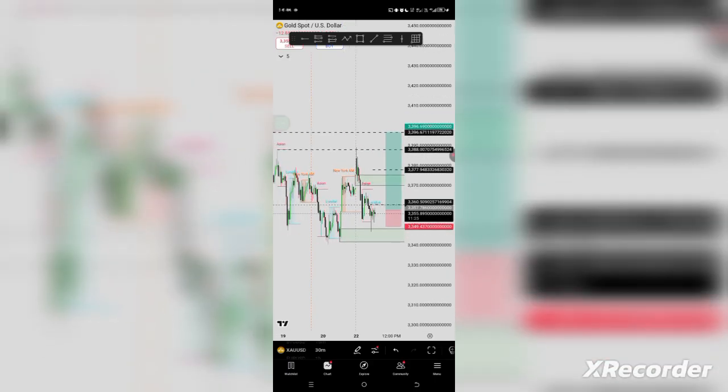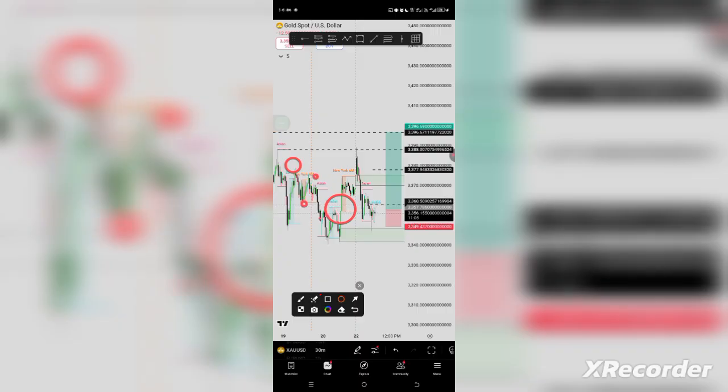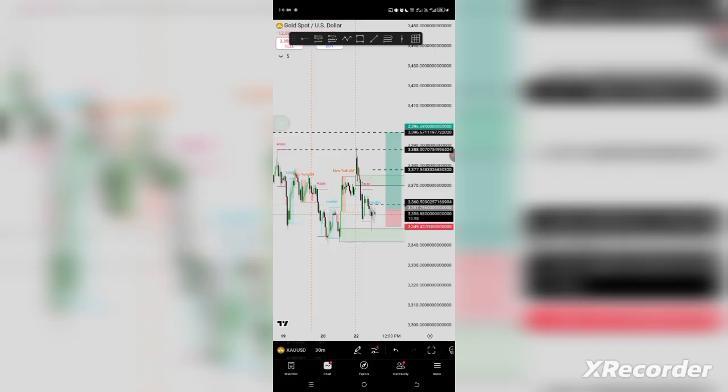But on a normal, we already had a change of character. Let me show you. So we already had a change of character around here. So we broke the previous high. So this is a lower high, lower low, lower high, lower low. So this is another lower high, and this the low. So we actually broke the structure to the upside. So that's what gave us that demand zone, and that's why I'm actually trading off this demand zone right now.